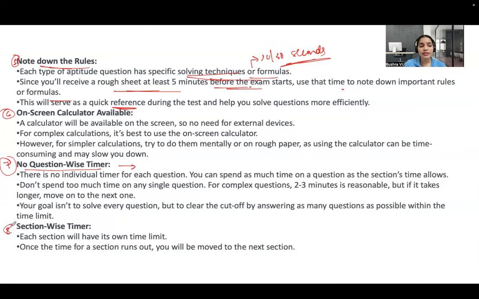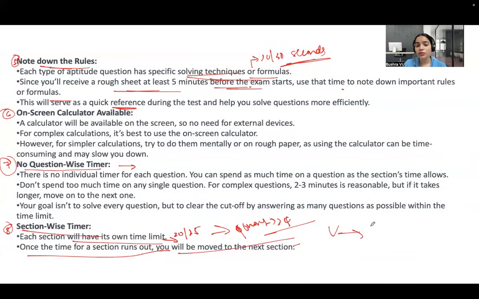Eighth one, section-wise timer. Each section will have its own limits. We have discussed anywhere between 20 to 25 minutes. Only the coding section will have 90 minutes, and you have to solve 2 questions in it. We have discussed that. Once the time for a section runs out, you will be moved to the next section. One section after the other: verbal ability, and then you will go to reasoning, then you will go to the next section. After the restricted timeline is over, the section is over, and you will move to the next section. So keep that in mind.